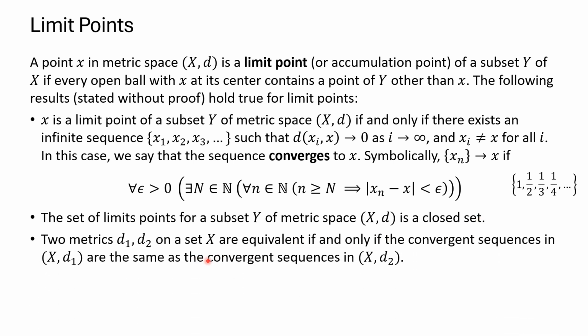And we can introduce this concept of equivalent metrics now that we've talked about convergence here. Two metrics, d sub 1 and d sub 2, on a set X are equivalent if and only if the convergent sequences under one metric are the same as the convergent sequences under the other.